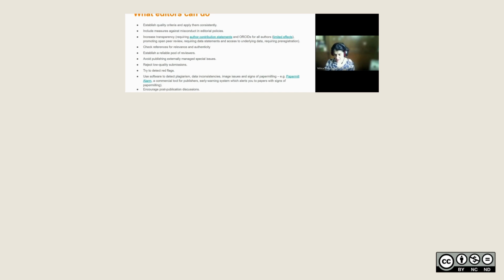And with paper mills, results are fabricated. You can produce them within a week. So it's like a good measure to discourage paper mills from attacking your journal.